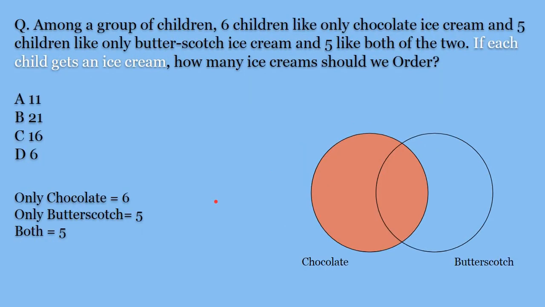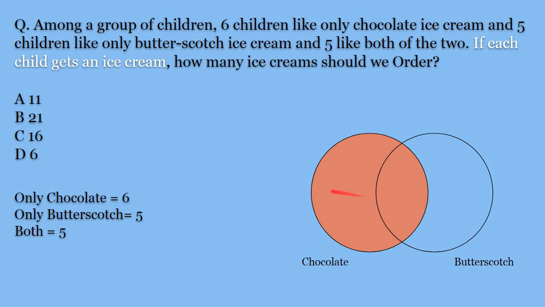Now come to this. Among a group of children, 6 like chocolate ice cream, 5 children like only butterscotch ice cream, and 5 like both of these. The question says, if each child gets an ice cream, how many ice creams should be ordered? So we know that only chocolate is 6, only butterscotch is 5, and the middle part is 5 again.